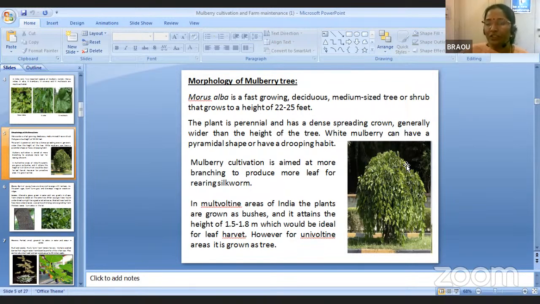But here you can see this is a small one, that is, they don't allow them to grow tall. The branches are periodically cut off so that it becomes shrubby, almost like a shrub size. What's the importance? That is because they need lots of leaves for rearing the larval forms. The plant is perennial and has a dense spreading crown, generally wider than the height of the tree.